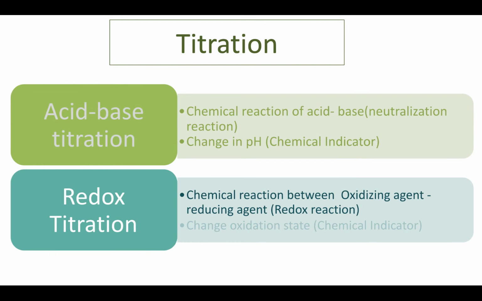Then the other titration we have learned is redox titration. It is also based on a chemical reaction between an oxidizing agent and a reducing agent, which is also referred to as a redox reaction. So redox titration is based on redox reaction, and there is a change in oxidation state over the course of titration, which is again indicated by a chemical indicator. So for both these types of titration, we are using a chemical indicator to indicate the endpoint.